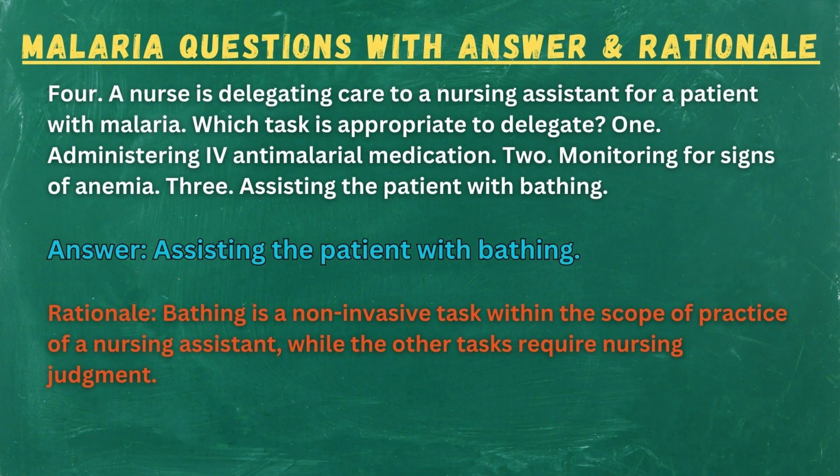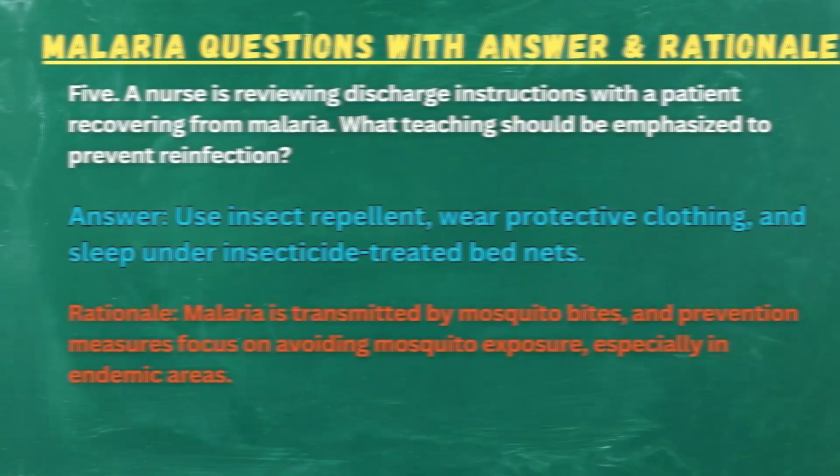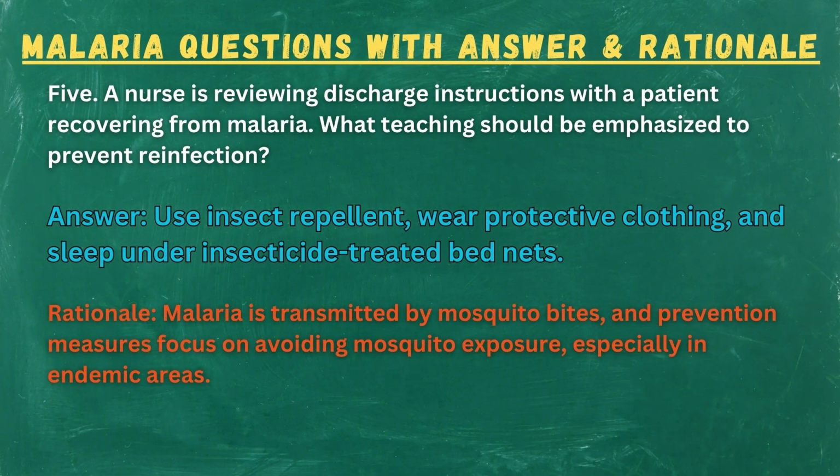4. A nurse is delegating care to a nursing assistant for a patient with malaria. Which task is appropriate to delegate? 1. Administering antimalarial medication. 2. Monitoring for signs of anemia. 3. Assisting the patient with bathing. Answer: Assisting the patient with bathing. Rationale: Bathing is a non-invasive task within the scope of practice of a nursing assistant, while the other tasks require nursing judgment.